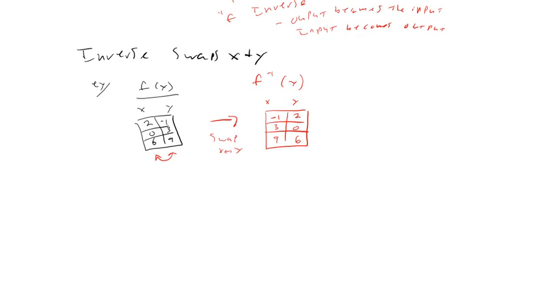So x and y switch places. And that's how you make an inverse function. So that's great for tables, for points, you can just switch them, right? But how do we switch equations?